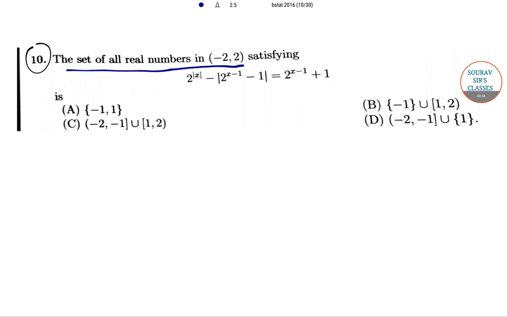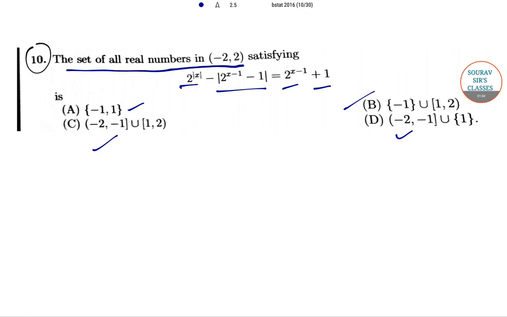2 which satisfies the equation 2 to the power mod of x minus mod of 2 to the power x minus 1 minus 1 equal to 2 to the power x minus 1 plus 1. The options are: option A, set -1 and 1. Option B is set of -1 union interval 1 comma 2. This is the second option. The third option is interval -2 to -1 union 1 to 2, and option D is interval -2 to 2 minus 1 union set of 1. So these are the four options.